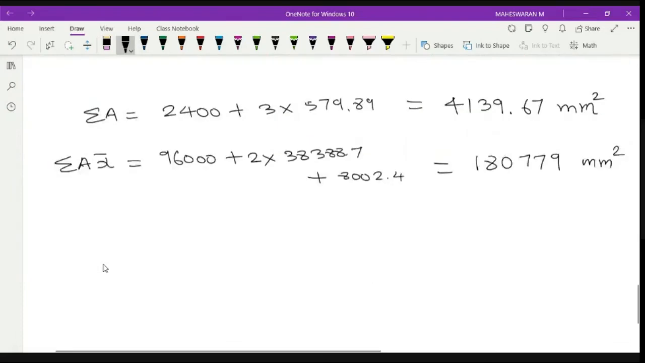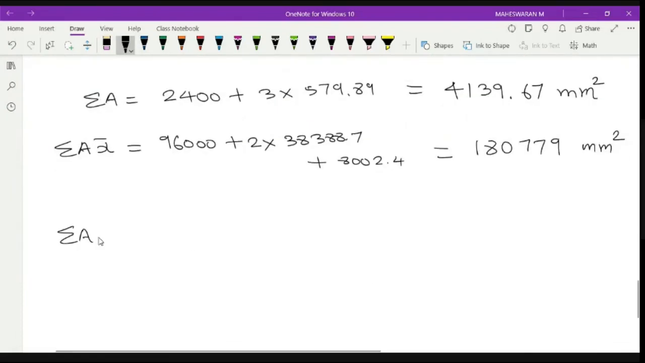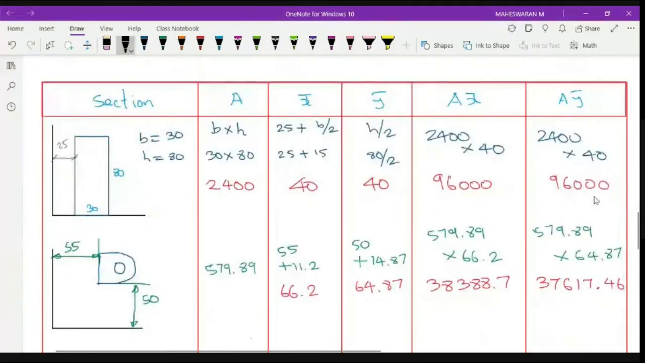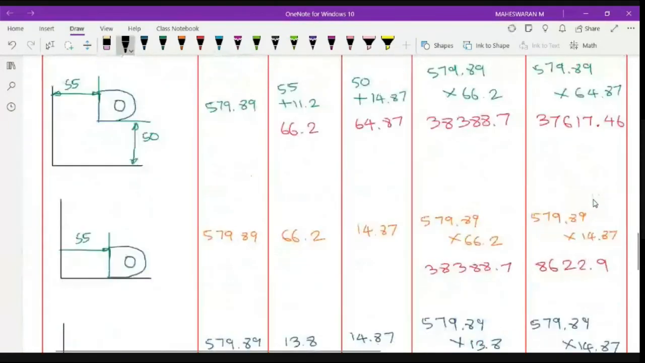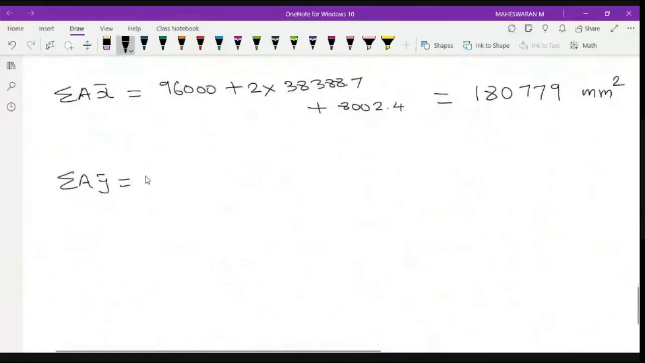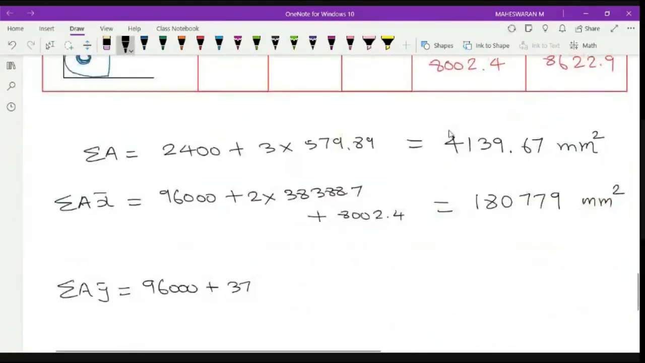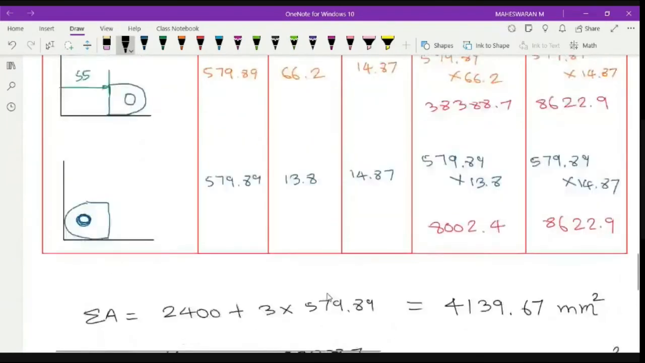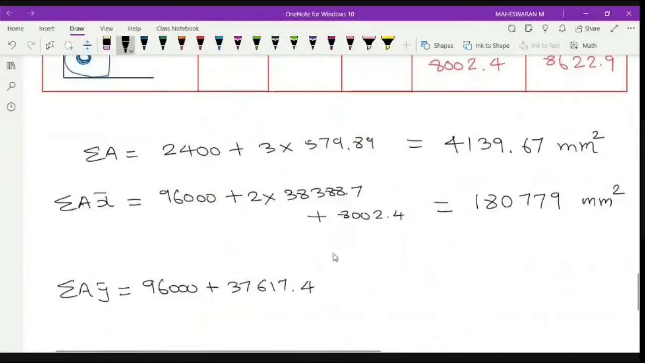Right, next sigma A into Y bar. If I consider sigma A into Y bar, again 9600. Right, 9600 plus 37617.46, plus 2 times of 8622.9. So what is my A into Y bar? 150863 mm square.